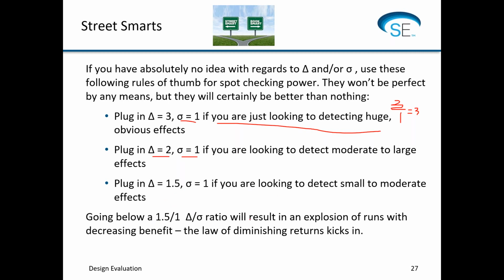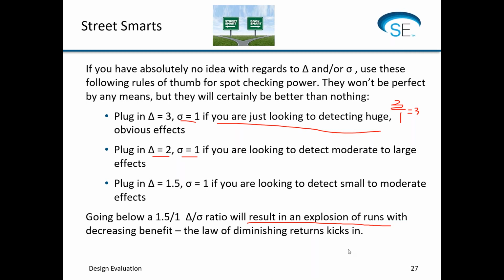However, the law of diminishing returns does start to kick in right around the signal to noise ratio of like 1.3 to 1.5, which is going to result in an explosion of runs, and each additional run that you add is going to increase the power by a smaller and smaller amount. So if you have absolutely no idea what to do, just think, do I want to find small, medium, or huge effects, and plug in one of these, as a sanity check, so you at least see roughly where you are at.